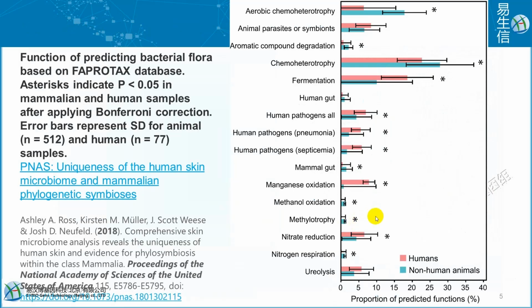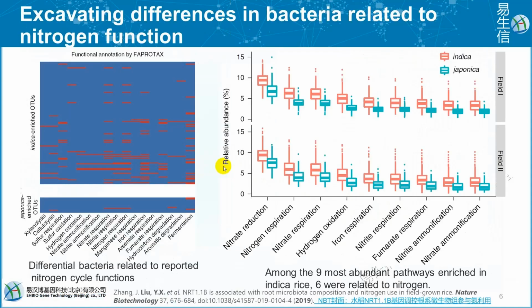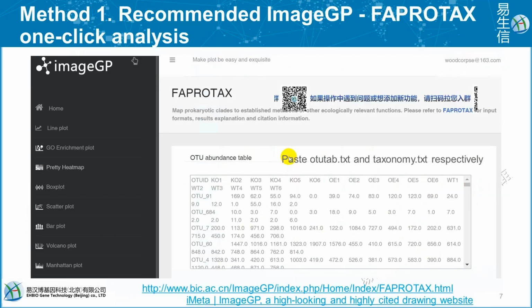We can use this proportion of predicted function by predicting bacterial flora based on the FAPROTAX database, which was published in PNAS, in the study on the uniqueness of the human skin microbiome in mammalian phylogenetic symbiosis. And excavating the differences in bacteria related to nitrogen function, you can see here, we draw this picture showing the differential bacteria related to reported nitrogen cycle functions. Among the 9 most abundant pathways enriched in indica rice, 6 were related to nitrogen.